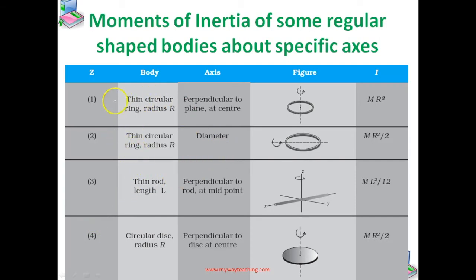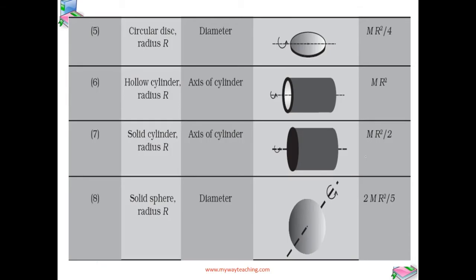This table gives the moment of inertia of some regular shaped bodies about specific axes. You can consider a circular ring, the rod, the disc. The axis is also given here, and even the moment of inertia. Disc, hollow cylinder, and solid sphere. Okay.